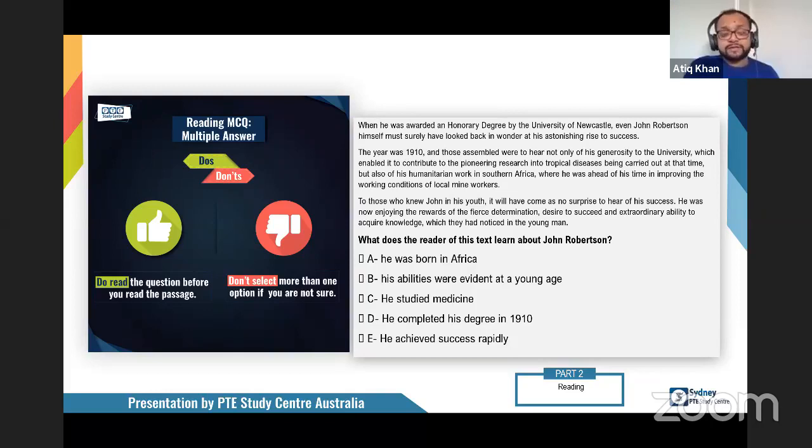So you're so right in saying that we need to read the question first and read it well. And it says, what does the reader of this text learn about John Robertson? So I believe we need to find information that relates to something that the reader has learned about John Robertson. So that's something that we should be looking for. And the rest of it, we should just read through and skim.